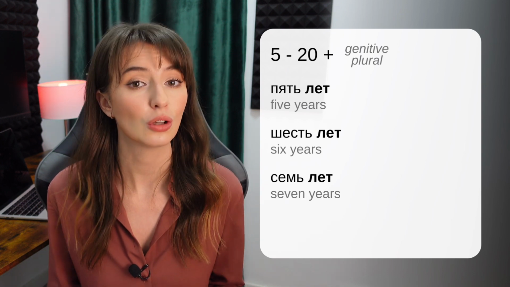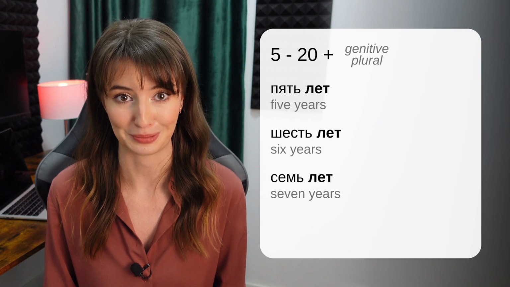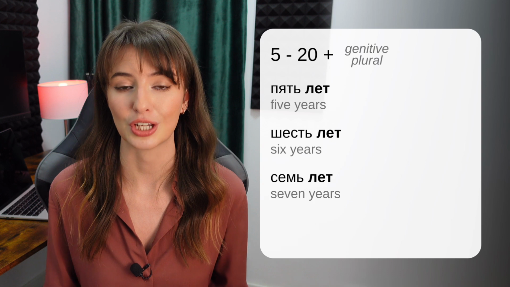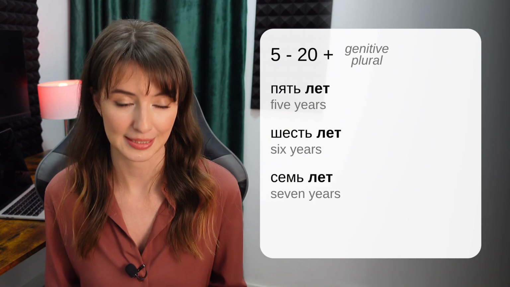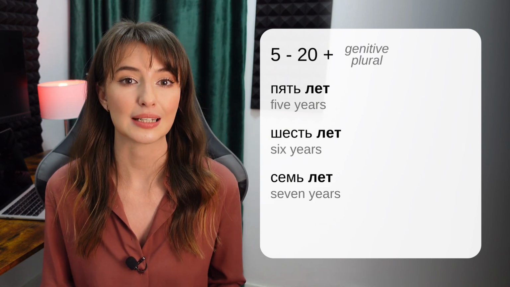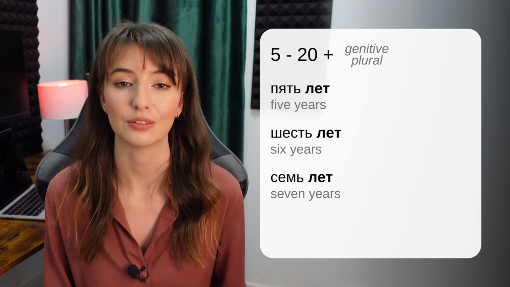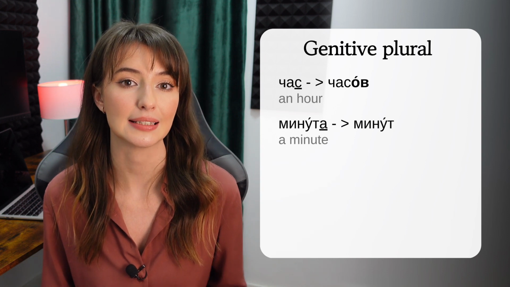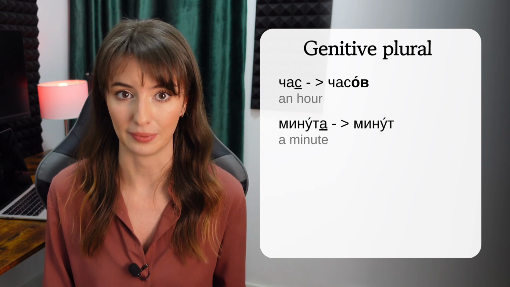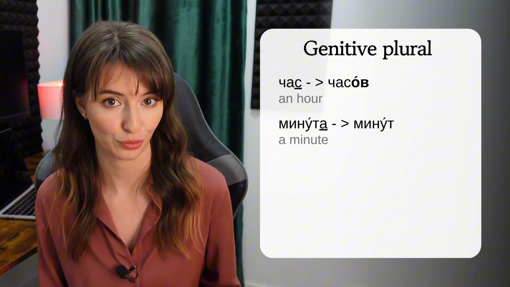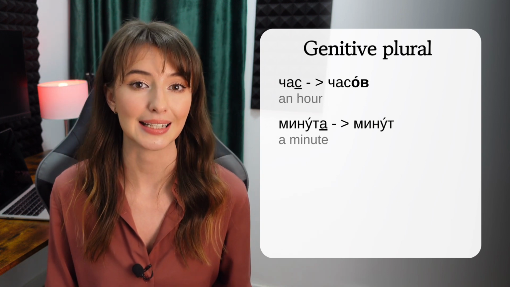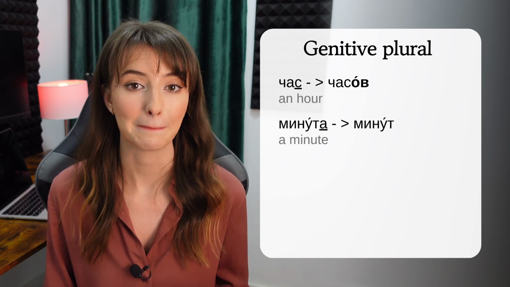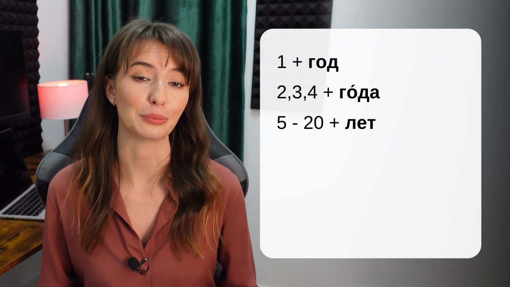Of course, not all words completely change in the genitive plural, but this is quite a tricky part of grammar, because nouns change according to different patterns. However, if you need a general simple guideline, remember this. A word ending in a consonant gets the ending ов. For example, час, часов. A word ending in а loses the а. Минута, минут. Now back to talking about age.